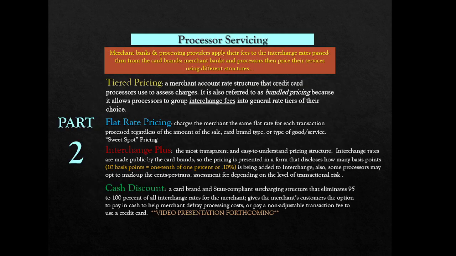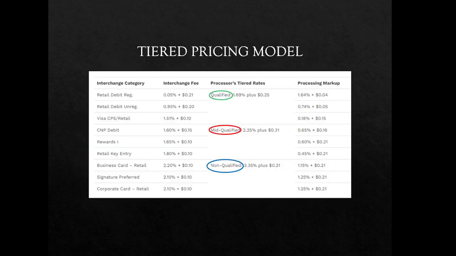Now, merchant banks and processing providers apply their fees to the interchange rates that are passed through from the card brands. Merchant banks and processors then process their services using different pricing structures, and we're going to talk about those right here. One of them that's out there is called tiered rate pricing. It's a method used to help processors assess how much they will mark up the interchange rates to represent the total discount rate charged to the merchant.